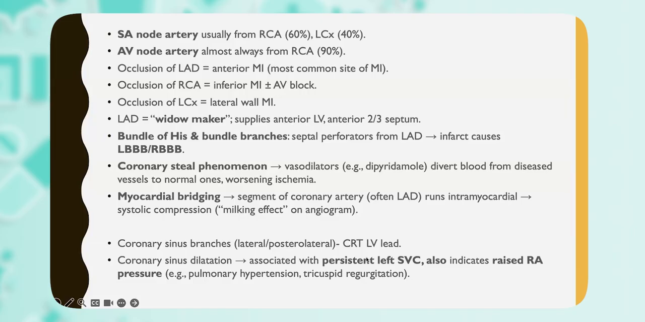Coronary sinus dilatation is seen most classically in persistent left superior vena cava, but can also indicate raised RA pressure for any reason. It can be pulmonary hypertension, tricuspid regurgitation. Anything that increases RA pressure due to volume or pressure overload will cause increase in the size of the coronary sinus as seen in the echo.